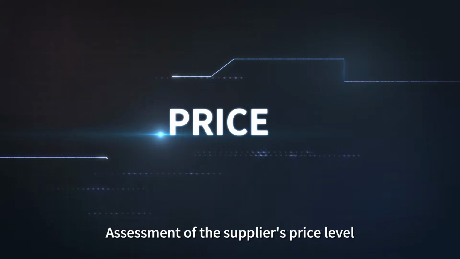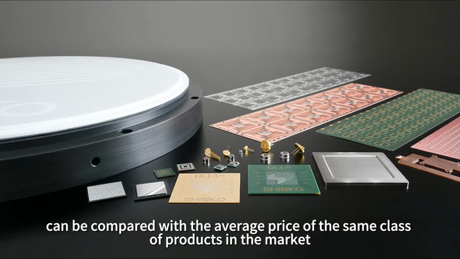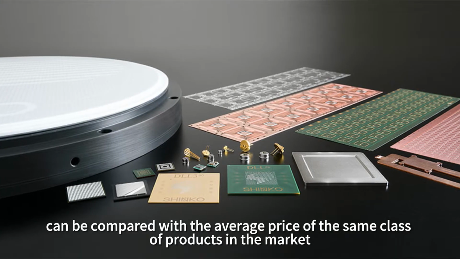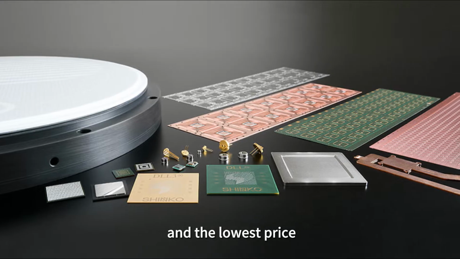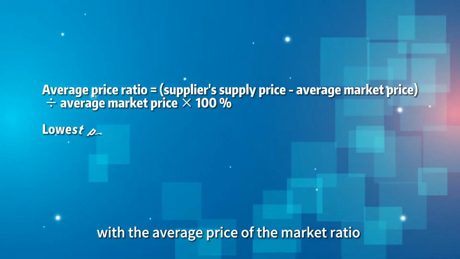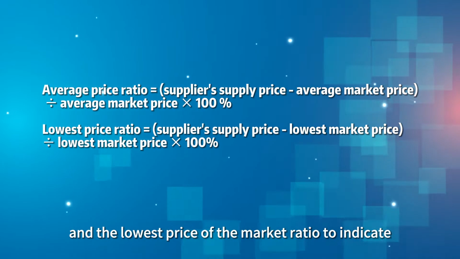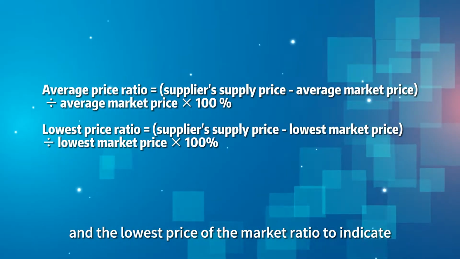Assessment of the supplier's price level can be compared with the average price of the same class of products in the market and the lowest price, indicated respectively by the ratio to the market average price and the ratio to the market lowest price.